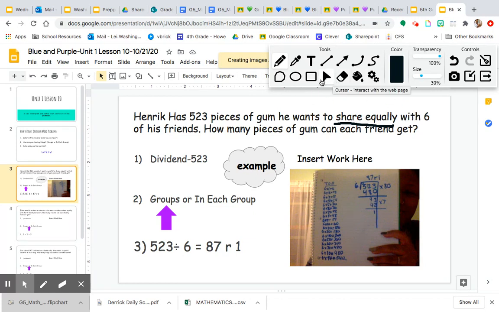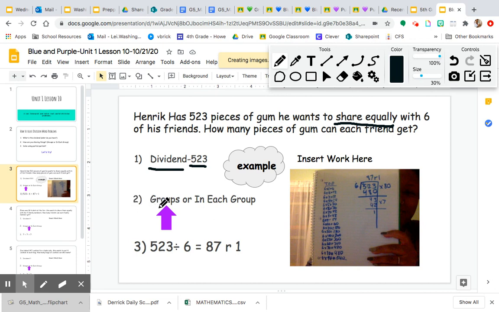So first I have to think, what is my dividend? What do I have total? Now, when I read this problem, Henrik has 523 pieces of gum. That tells me right away that's what I have total. So you're going to erase the question mark that you'll see here, and you're going to type in 523, which is already done.